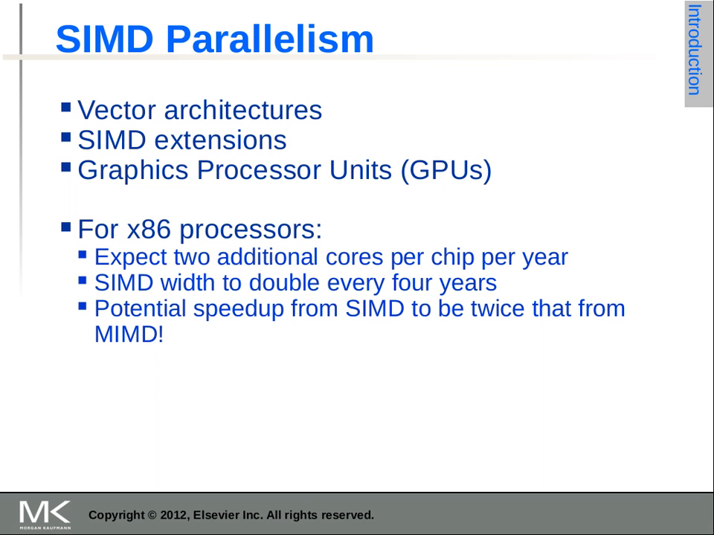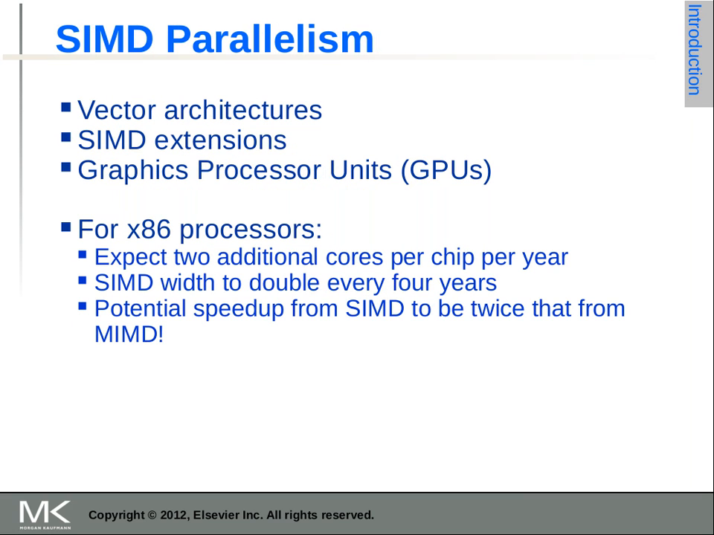So for x86, expect 2 additional cores per chip per year, SIMD width to double every 4 years, potential speedup from SIMD to be twice that from MIMD. What the author's trying to point out here is that since adding a core adds a lot of overhead, and we're especially going to see that when we go into cache coherency protocols, it ends up being that if you can keep everything on the SIMD level, you can take advantage of your hardware a lot better, if it's possible. Problem is that's only possible for so far.